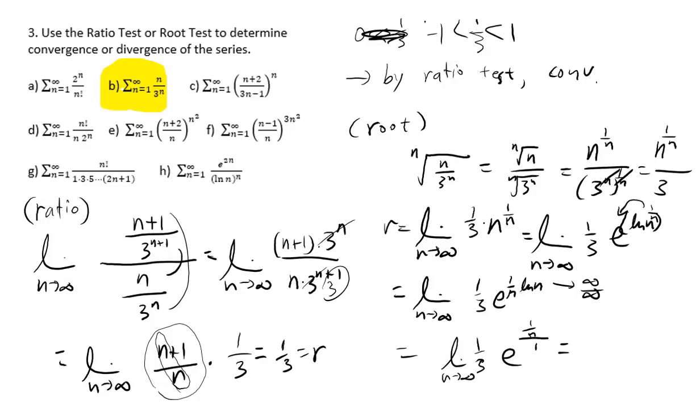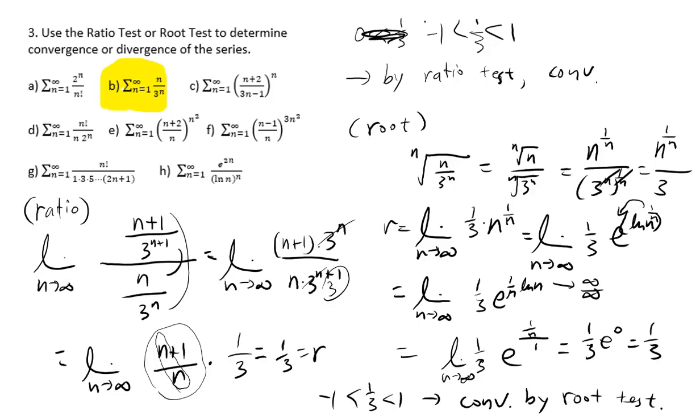And 1 over n becomes 0 when n is taken to infinity, so you end up with 1/3 e to the 0, which gives you 1/3. Okay. Again, for the same reason, since 1/3 is between -1 and 1, it converges by root test. Okay, so I guess ratio test is still slightly better.